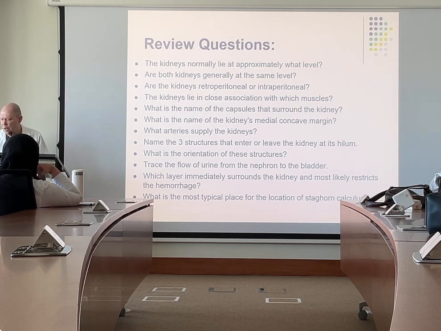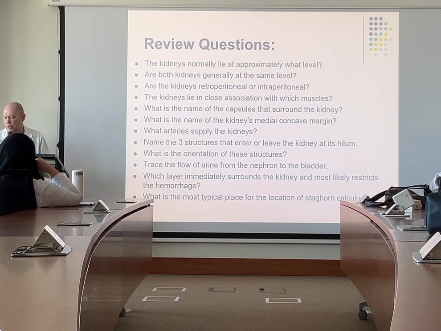Okay. What is the name of the kidney's medial concave margin? Hilum of the kidney. What arteries supply the kidneys? Renal arteries. They originate from? Both of them originate from the abdominal aorta, correct? Good. Name three structures that enter or leave the kidney at the hilum.